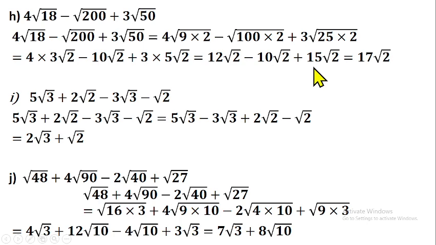The question now is, can we now add and subtract these three surds? Ask yourself that question. Yes. Why? Because they are having the same surd. All of them are having √2, √2, √2. So how do we go about it? You can use BODMAS here, or you can do it the same way. 12 minus 10, 12 balls minus 10 balls will give us 2 balls. Then 2 balls plus 15 balls will give us 17 balls. Do you understand that? So 12√2 minus 10√2 will give us 2√2. 2√2 plus 15√2 will give us 17√2. I hope you understand that concept.